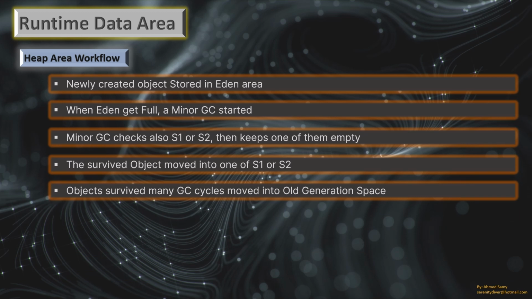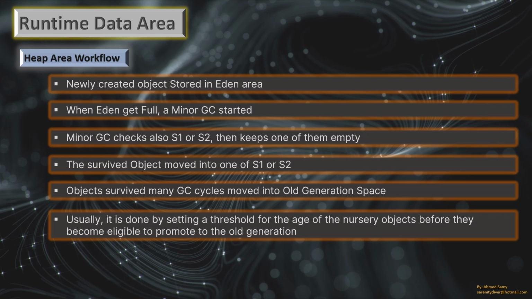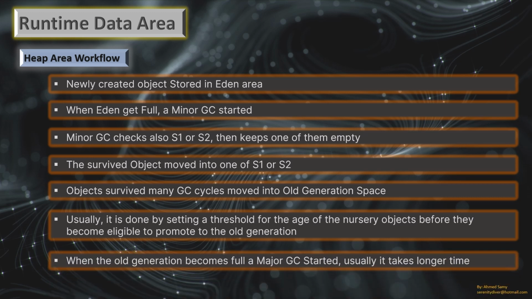Objects that survived many garbage collector cycles are moved into the old generation space. Usually it is done by setting a threshold for the age of the nursery objects before they become eligible to be promoted to the old generation. When the old generation becomes full, a major garbage collector will start. Usually it takes longer time.